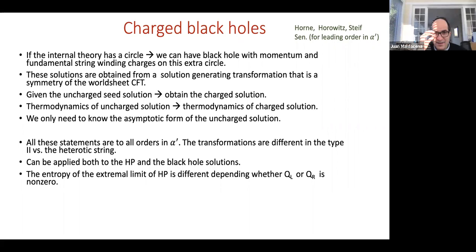So I don't think they are different from the other solutions. We can treat all the other charges that involve momentum and winding on all possible internal circles, and it is the same story. Now, there are other charges, like, for example, an S5 ring charge and so on. Those we cannot include using this method. Of course, those can be included at the level of gravity by doing symmetries of gravity. But those do not lift to symmetries in the worldsheet CFT. So that's why, if we want to make statements that include alpha prime corrections and so on, as we are discussing here, we are limited to charges that are momentum and fundamental string winding charges. In other words, we can generate more solutions in gravity than we can in the full string theory.